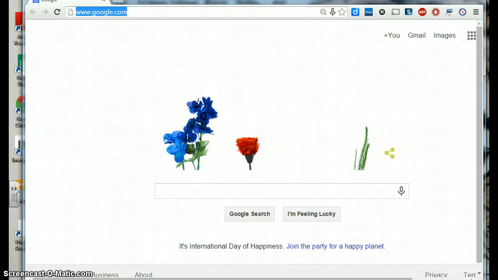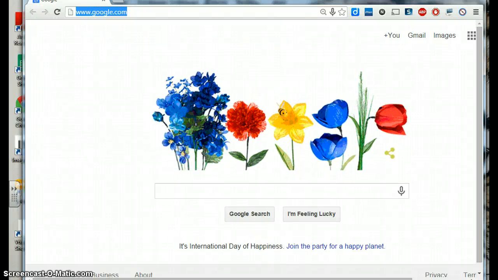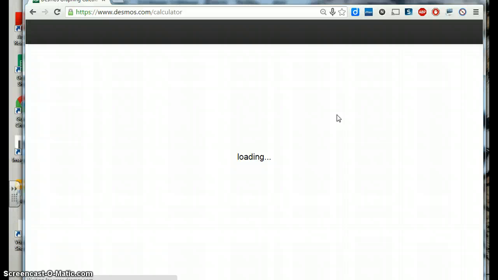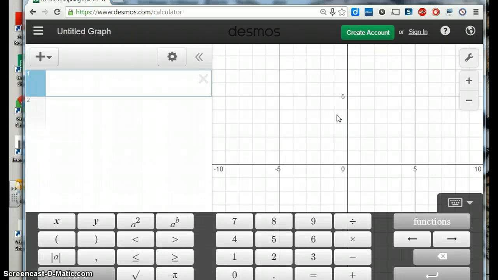Hey guys, this is a quick tutorial on shifts, horizontal shifts and vertical shifts. So what you want to have is your Desmos on your phone or your computer. Go ahead and pause it here while you get that out. Alright, we want to check out horizontal translations and vertical translations.